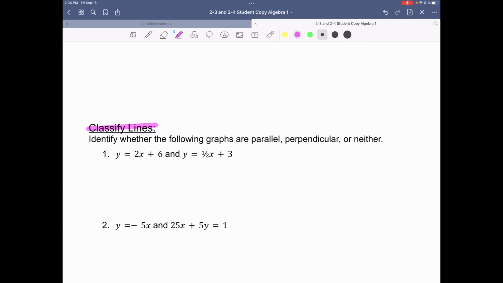Classify lines. Identify whether the following graphs are parallel, perpendicular, or neither. Remember that if the lines are parallel, they have to have the same slopes. And if they're perpendicular, the slopes need to be opposite reciprocals. And if it's neither of those, it's neither. So here's our first problem. y equals 2x plus 6, and y equals 1 over 2 x plus 3.